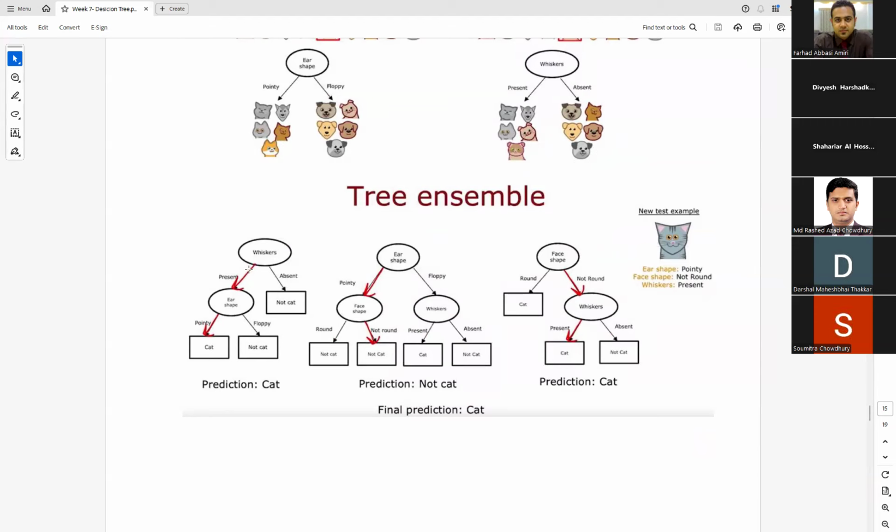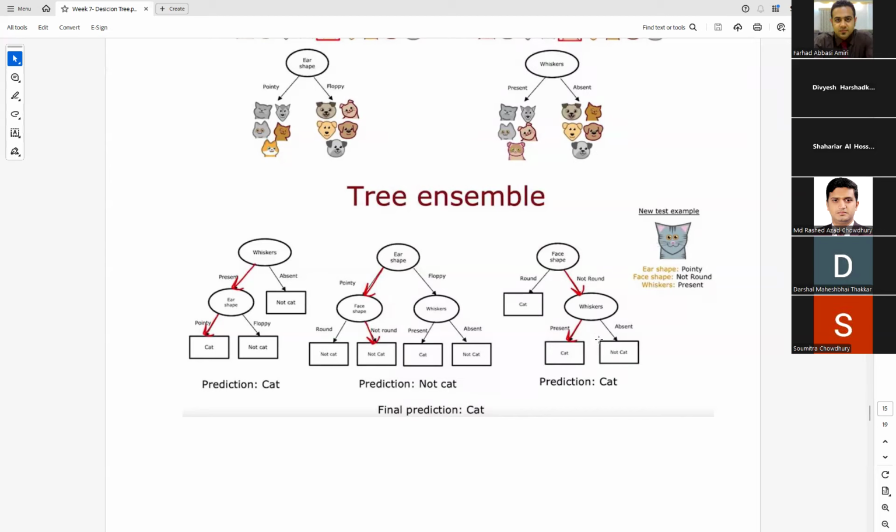So we choose this path, the left branch, because the whiskers is present for this cat. And we come to this decision node, ear shape. So ear shape is pointy. So we choose this pointy sub branch, and then the decision is cat. So prediction is cat. For this one, the same thing. We choose the right path based on this information. And this tree says it's not a cat.